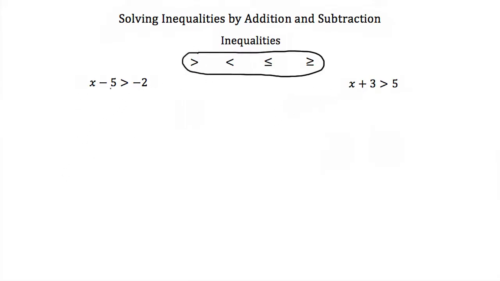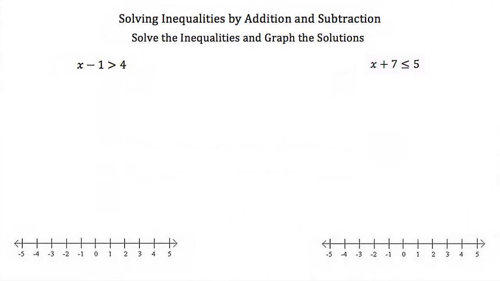So if we have x minus 5 is greater than negative 2, we would just add 5 to both sides, and we would get x is greater than 3. And if we had x plus 3 is greater than 5, we would subtract 3 from both sides, and we would get x is greater than 2. So all of the same rules for addition and subtraction that we use for equalities also work for inequalities. So let's solve these inequalities and then graph our solutions.